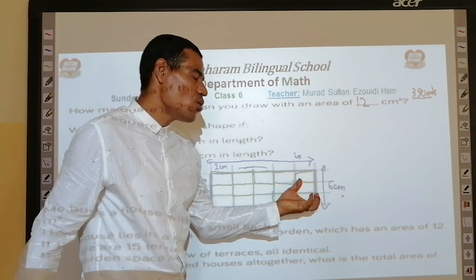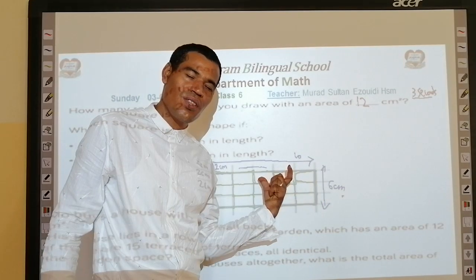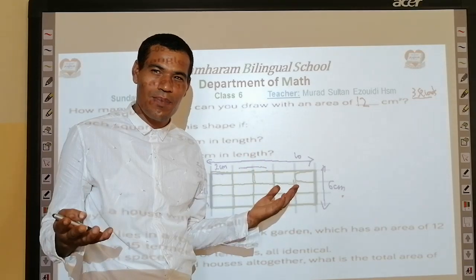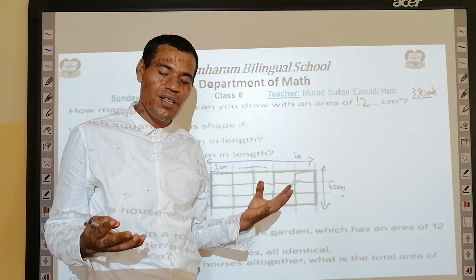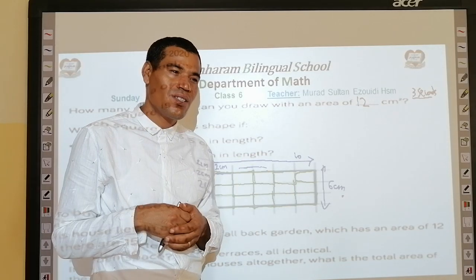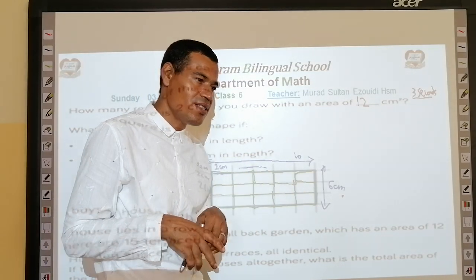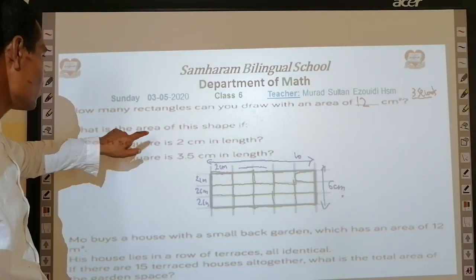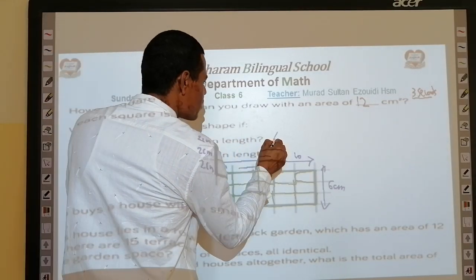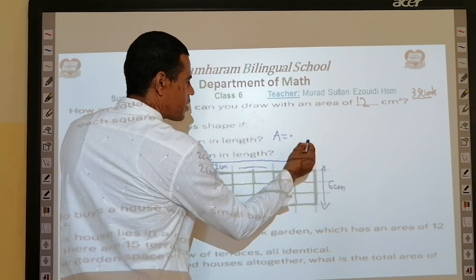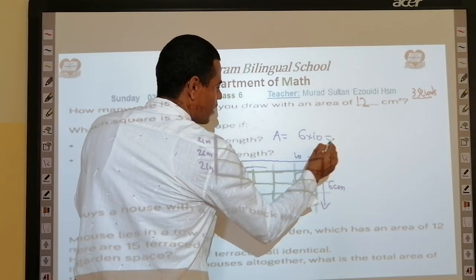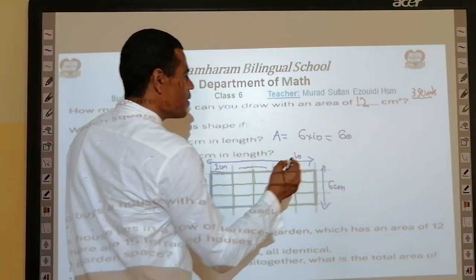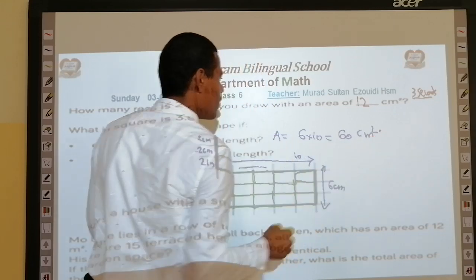At least we work out the value of the width and the value of the length. If the question is about the area, just multiply. If it's about the perimeter, just add all the distances around the shape. Each square is 2 centimeters. What is the area, my learners? 6 multiplied by 10 gives us 60. What is the unit? Centimeters squared. This is for the first question.